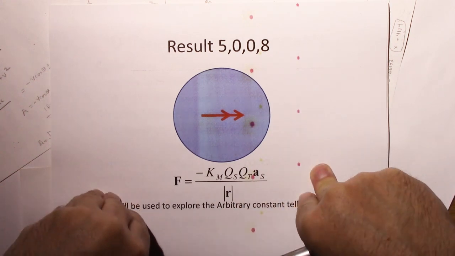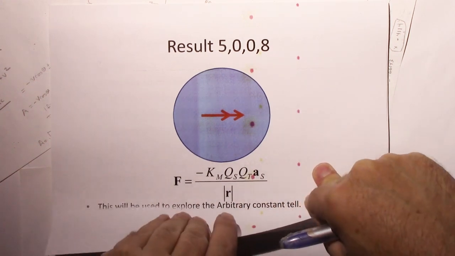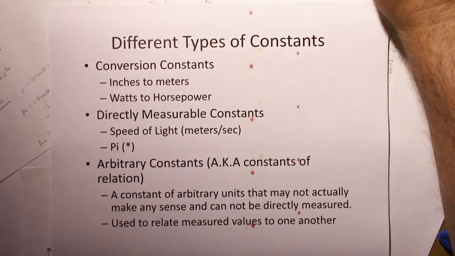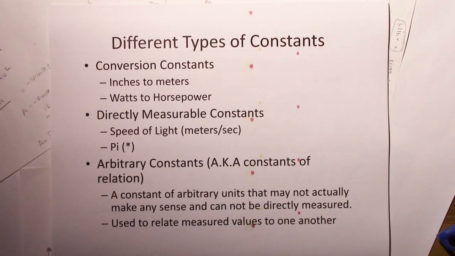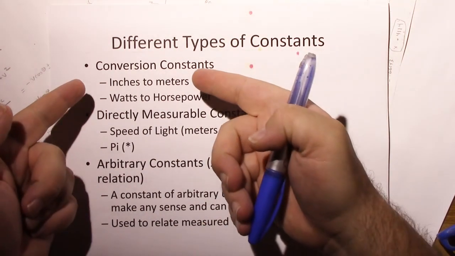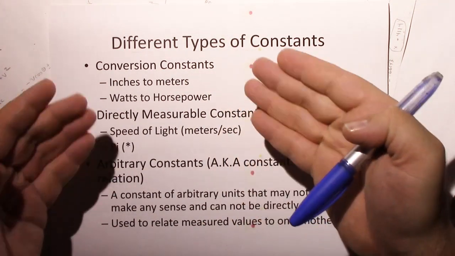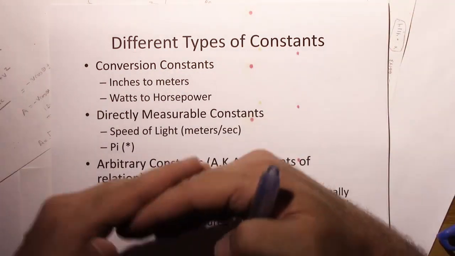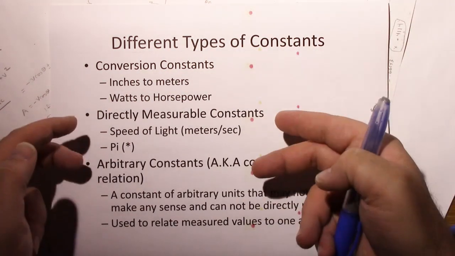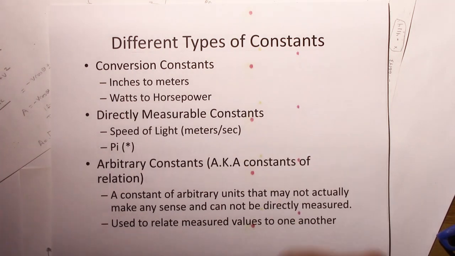Let's go off on a little tangent and get some definitions about what arbitrary constants are. There are different types of constants. Like you have conversion constants. For example, you can convert inches to meters or watts to horsepower. Those are just conversion constants. They're not arbitrary. And then you have directly measurable constants, like the speed of light.